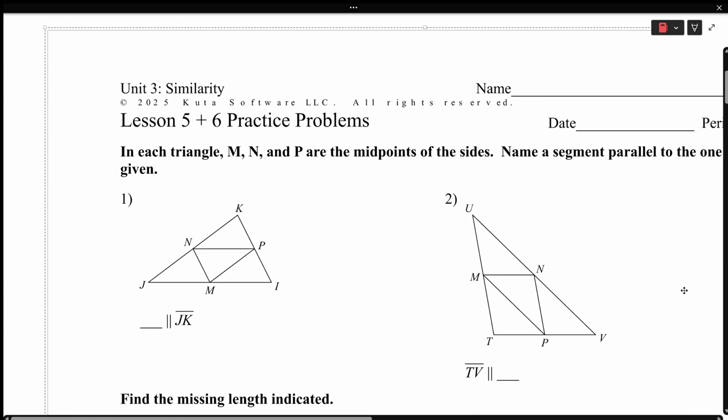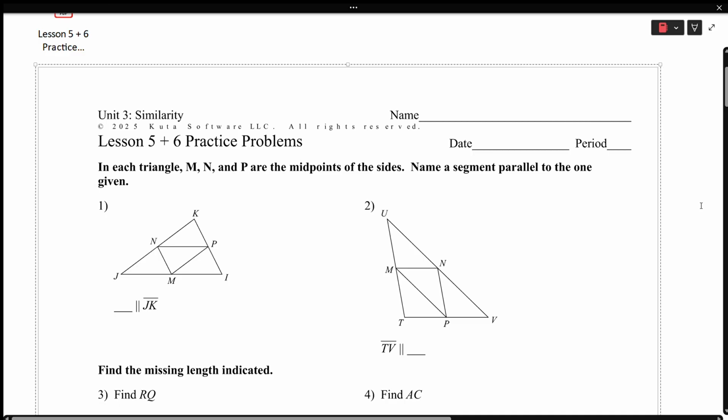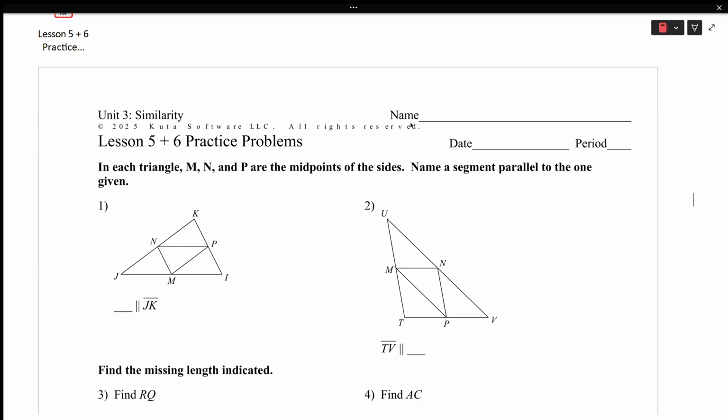Okay, here's a review video on one of the worksheets that we did in class. It goes over Unit 3, Lesson 5, and Lesson 6. In Unit 3, we talked a lot about dilations, right? It's one of the transformations that we learned.